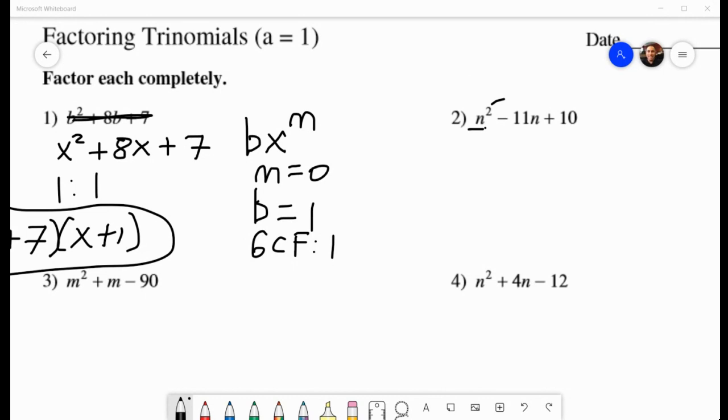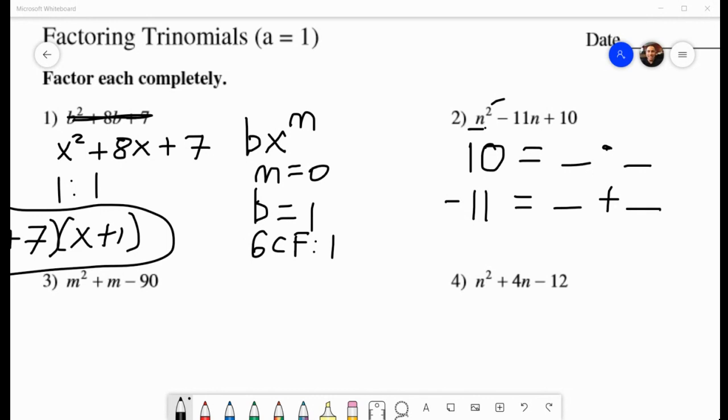So because of all that, we can use this method where we want two numbers whose product is the constant term, in this case 10, and whose sum is the coefficient of the middle term. In other words, the coefficient of n in this case. I know if it was x, you would have the coefficient of x, but same idea. So we want two numbers whose product is 10, whose sum is negative 11.